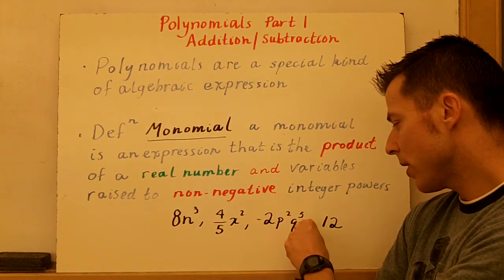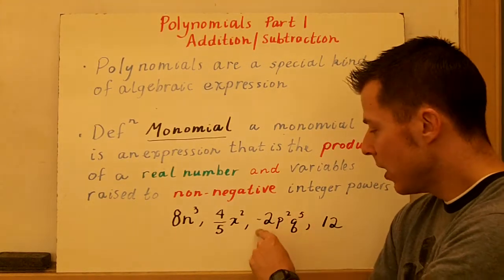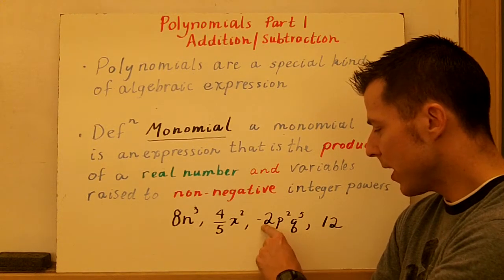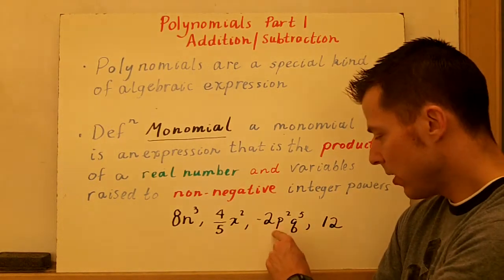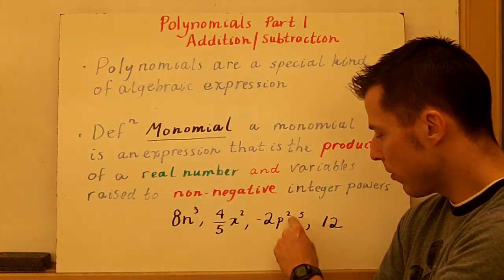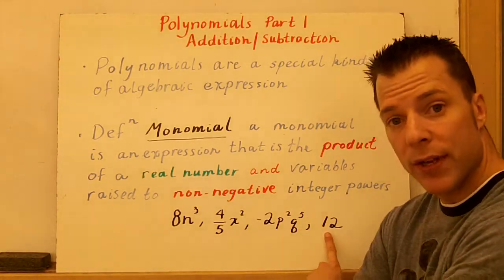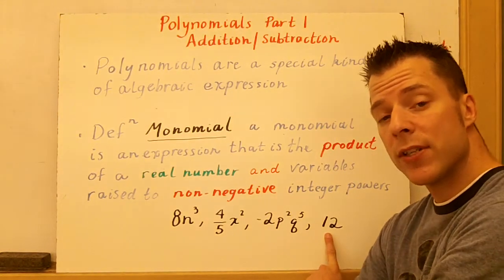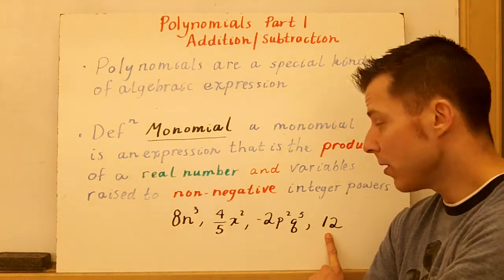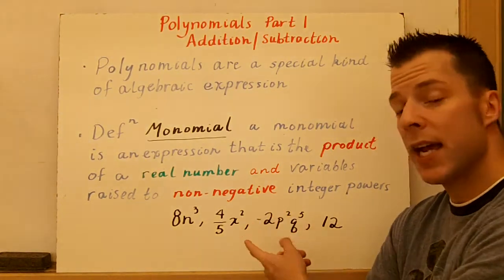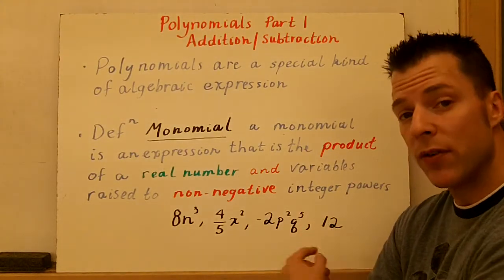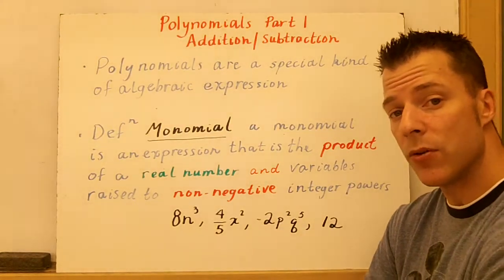Negative 2p squared q to the 5th. Here's three different pieces being multiplied. Negative 2, that's a real number. Here are your two variables, p and q, both raised to non-negative powers, and that's good. And the last one is 12. You can just write 12 as 12 times x to the 0. 0 is non-negative and 0 is an integer. So 12, the number 12, would also be a monomial.